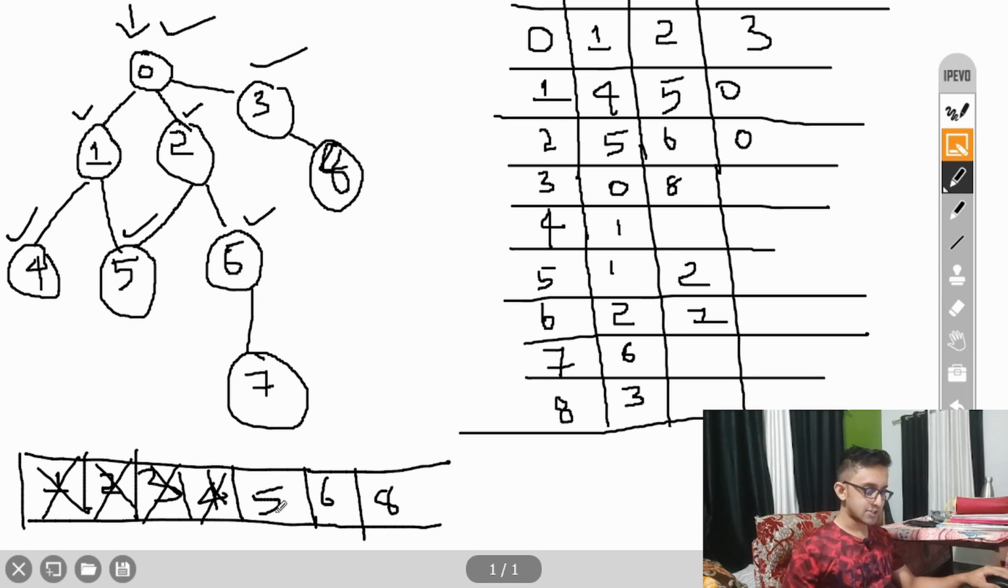So we go on to 5. No elements for 5 as well. For 6 we have 7, so we push 7. And for 8 we have no other elements.